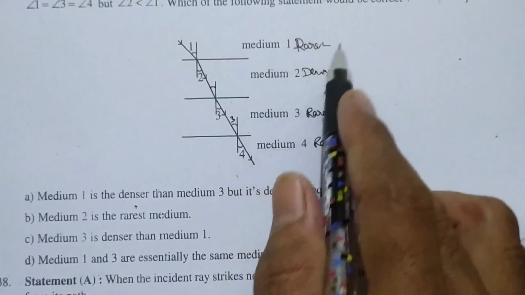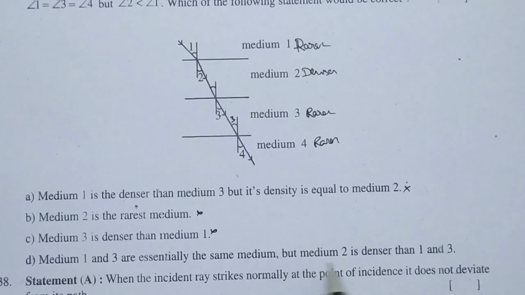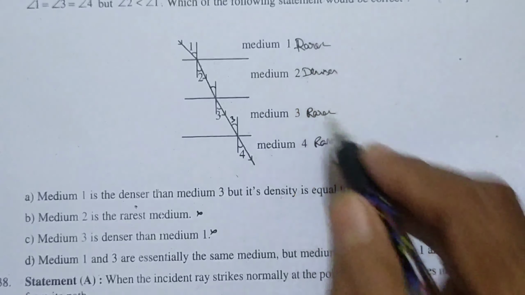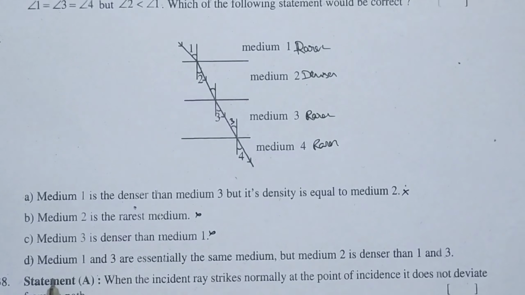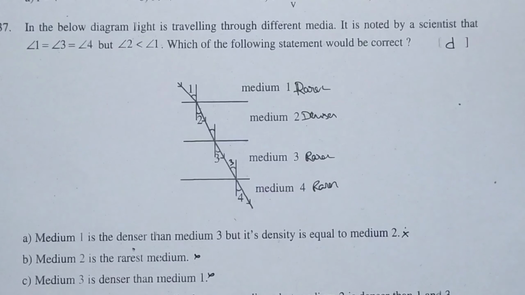Medium 1 and 3 are essentially the same medium, meaning rarer, but medium 2 is denser. Yes, that is correct. Then 1 and 3, right. So option D is the right answer for this question. So for the 37th one, option D is the right answer. Now we see question number 38.